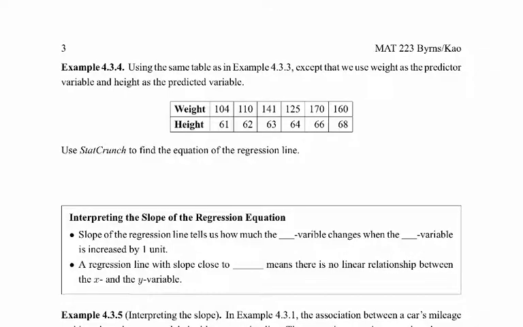Using the same table as the last example, except that the weight is now used as the predictor of the height. What we've done here is swap the X and the Y. It says to use StatCrunch to find the equation of the regression line. I've gone ahead and done this in StatCrunch, but to change this, if you've already got the data in there, you can click on Options and then Edit, and it'll give you an opportunity to change the variables.